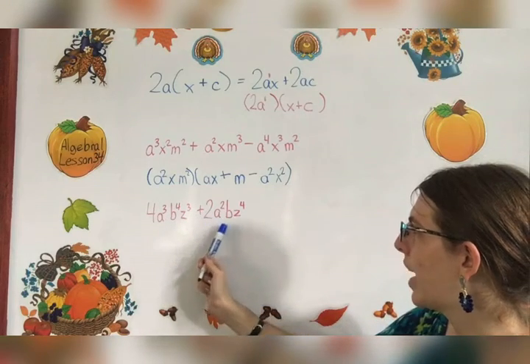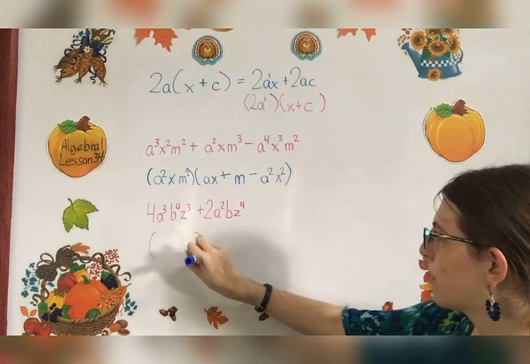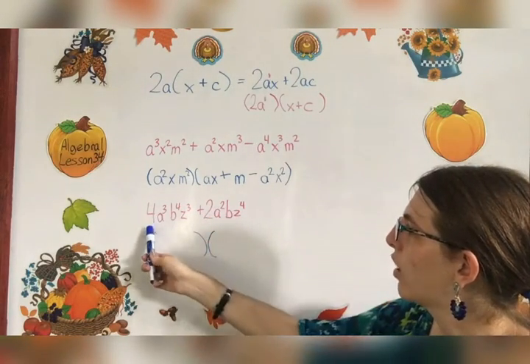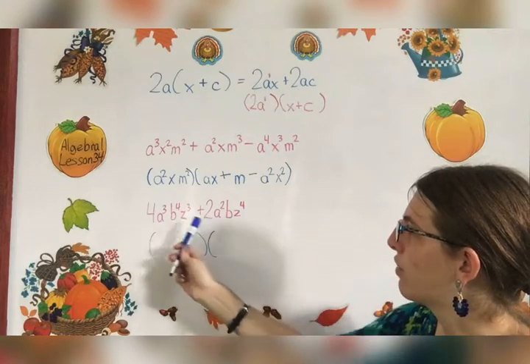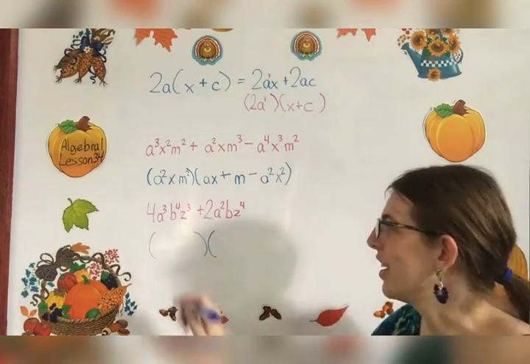a cubed b to the 4th z cubed plus 2a squared b z to the 4th. Let's start with our greatest common factor in parentheses and the other parentheses. Look at our coefficients. What's the greatest common factor for 4 and 2? It's 2, very good.